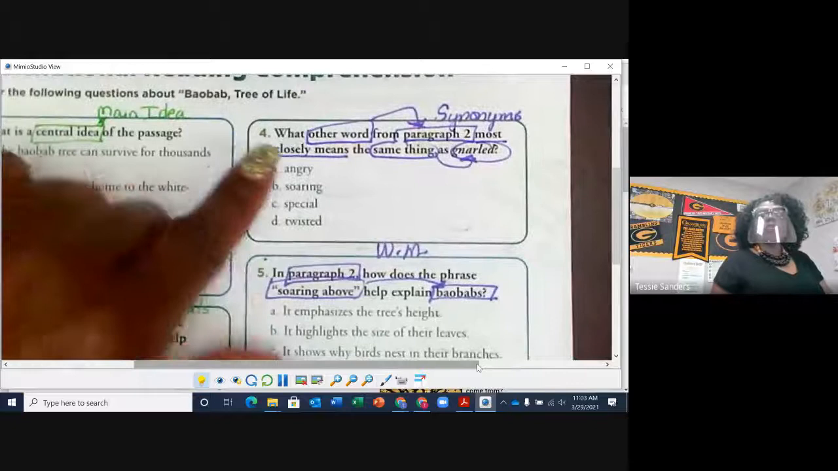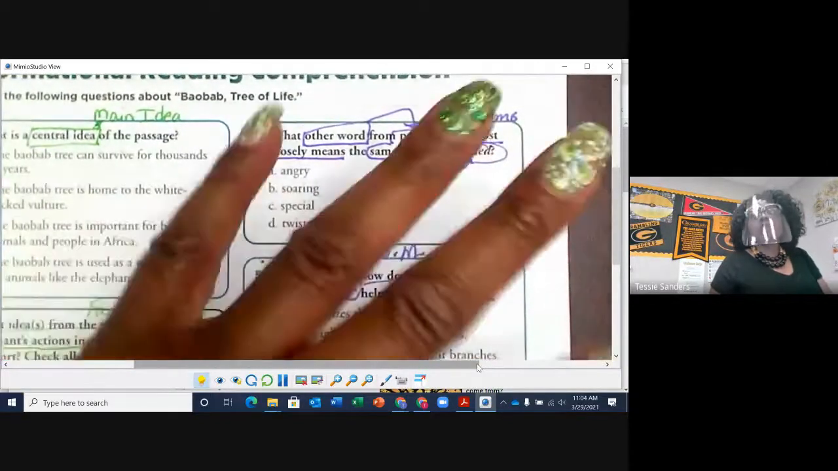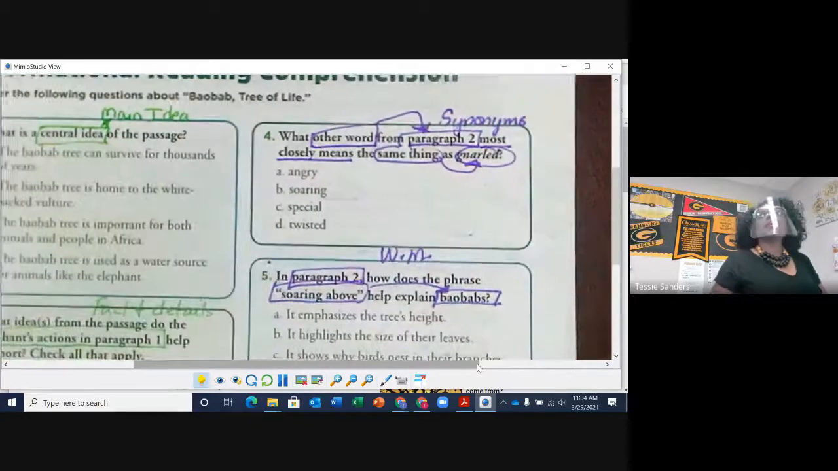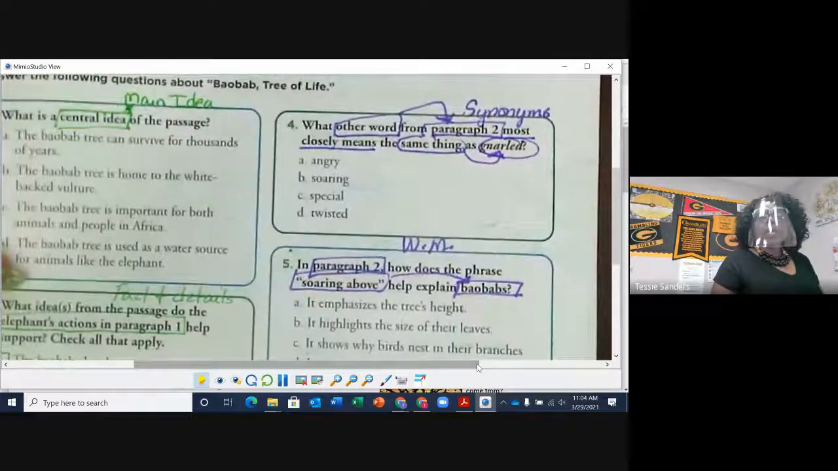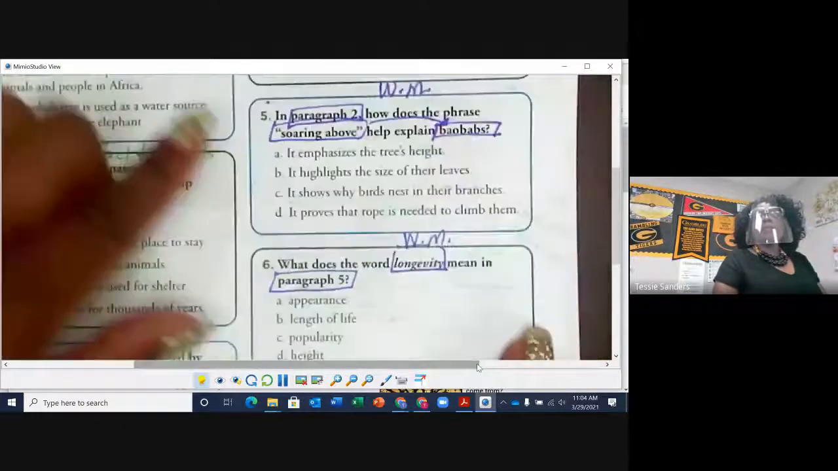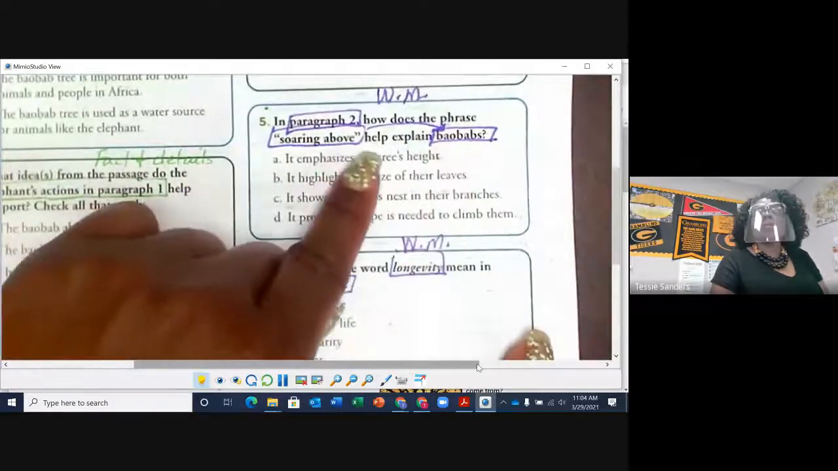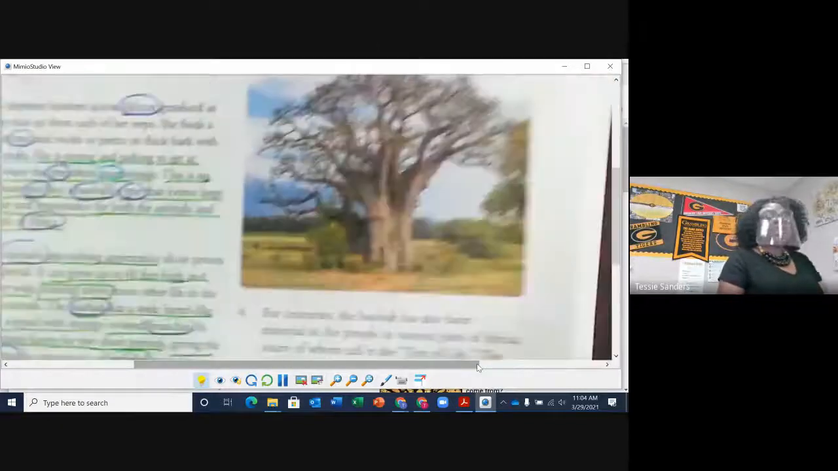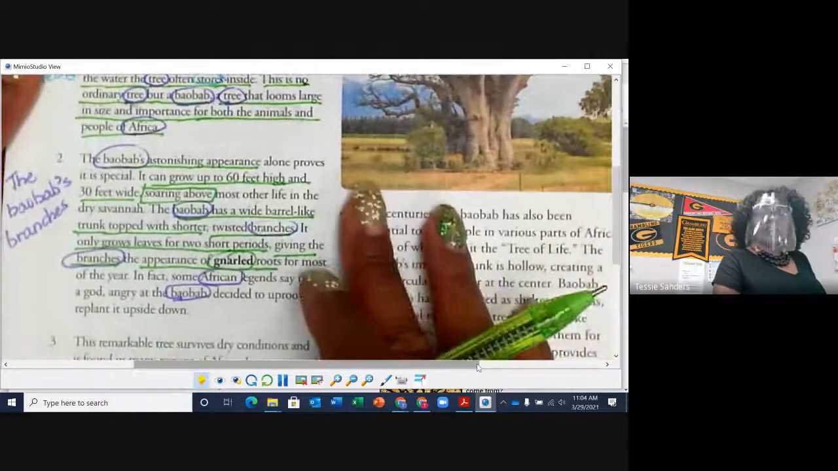Question 4. What other word, meaning what synonym, what other word that means the same or almost the same, could mean gnarled? And then look at number 5. In paragraph 2, how does the phrase soaring above help explain baobabs? Since we can answer these two questions now, let's reread paragraph 2.